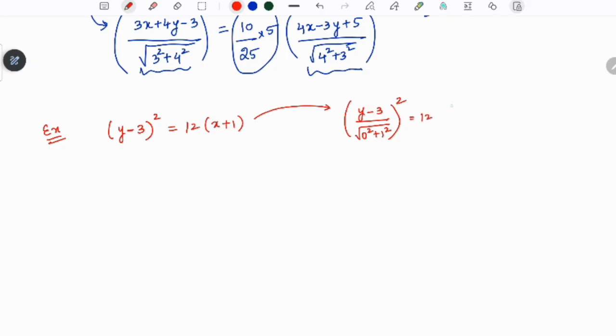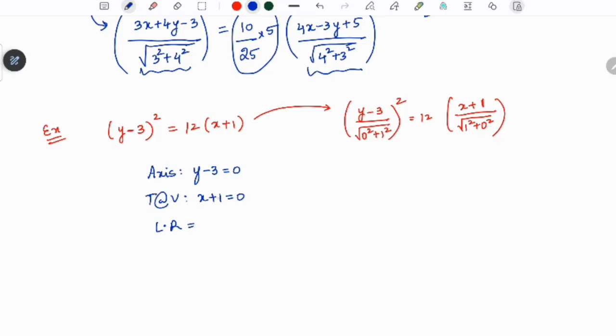Is equal to 12 into, write this also in perpendicular distance form, root of 1 square plus 0 square. Luckily, here also we are dividing by 1, so no other change we need to do. What is the axis for this? y - 3 = 0. What is the tangent at vertex? x + 1 = 0. What is the latus rectum?